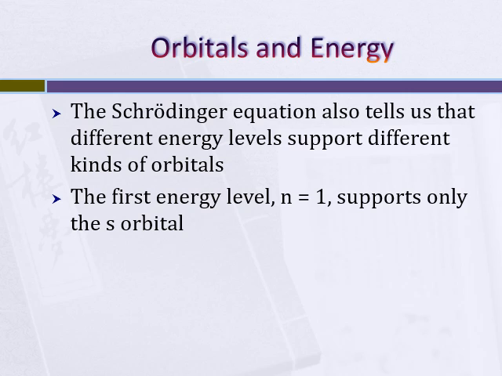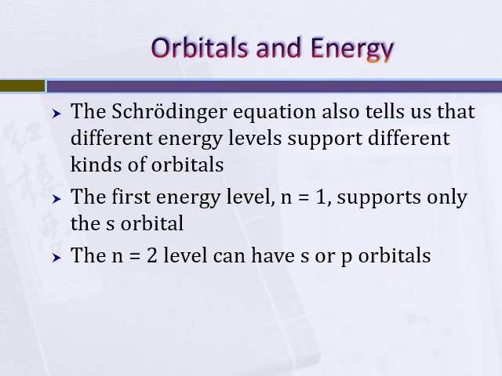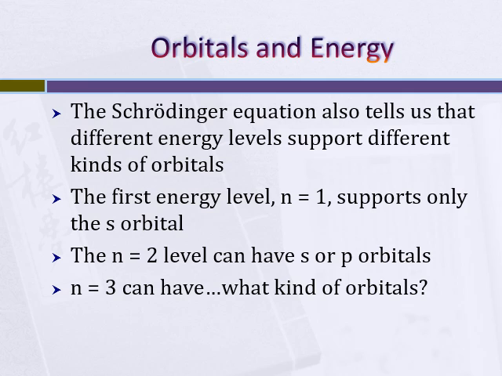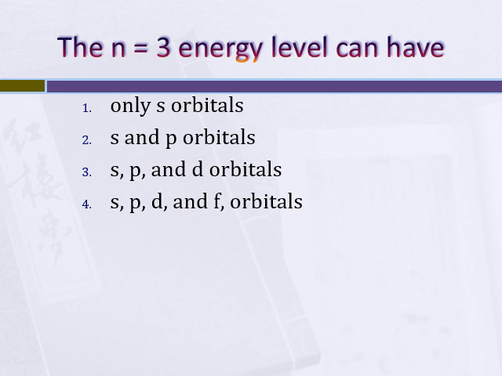In the first energy level, you are only going to find the 1s orbital. In the second energy level, n equals 2, you can have an s or a p orbital. In n equals 3, what kind of orbitals do you think you will find? Think for a minute. Select your answer. I hope you said that n equals 3 supports s, p, and d orbitals.